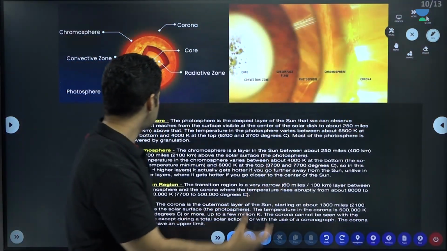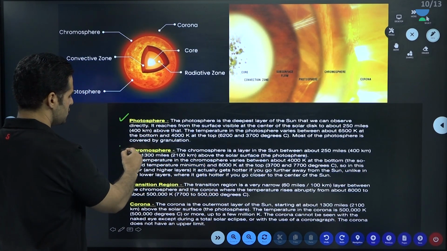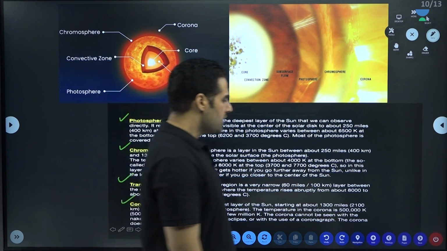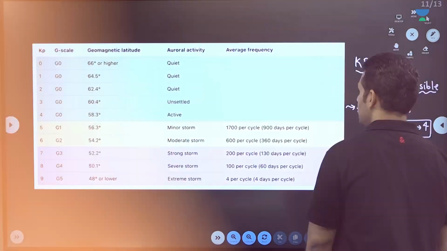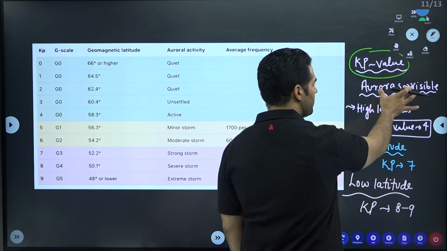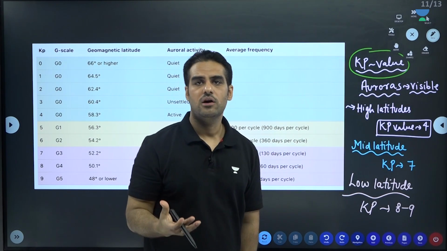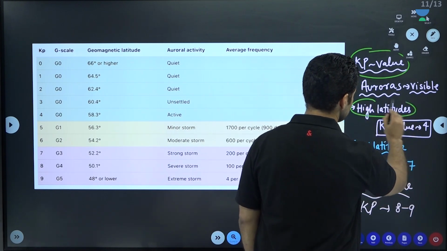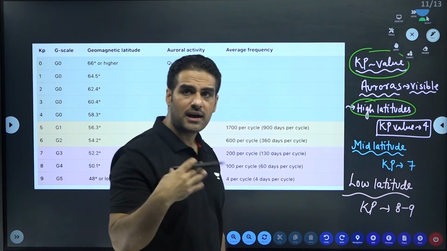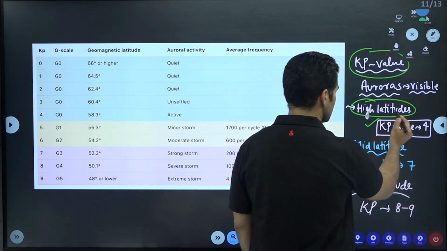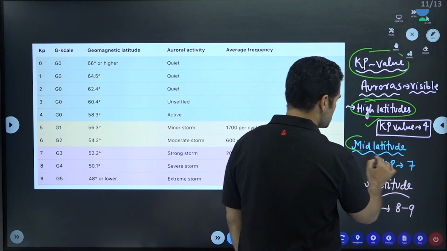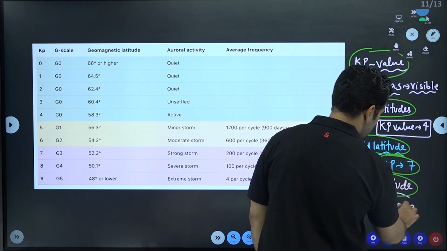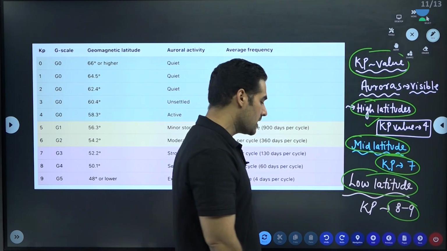You can go through this part. What is photosphere? What is chromosphere? What is transition region? And what is corona? So now the other part which is important here is the Kp value. Whether auroras are properly visible or not is all dependent on the Kp value. In high latitudes, any location in the higher latitudes, it will be with a Kp value of 4. For mid latitudes, if you want to see them, the Kp value should be 7, and for low latitudes the Kp value should be 8 to 9.